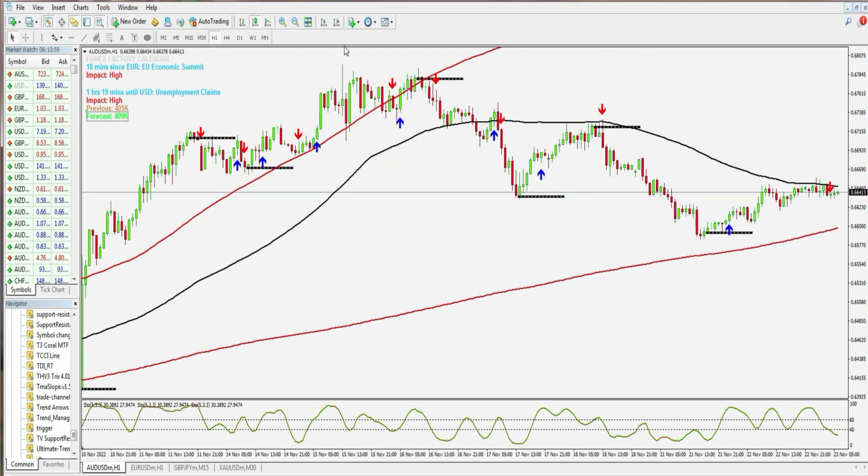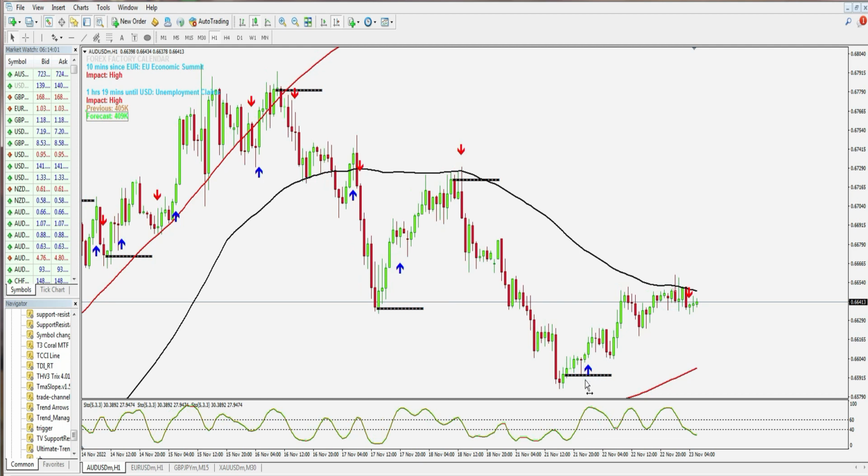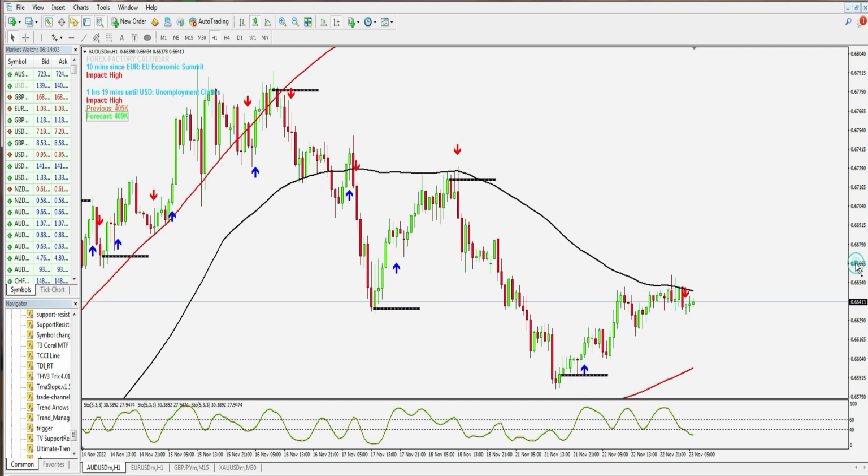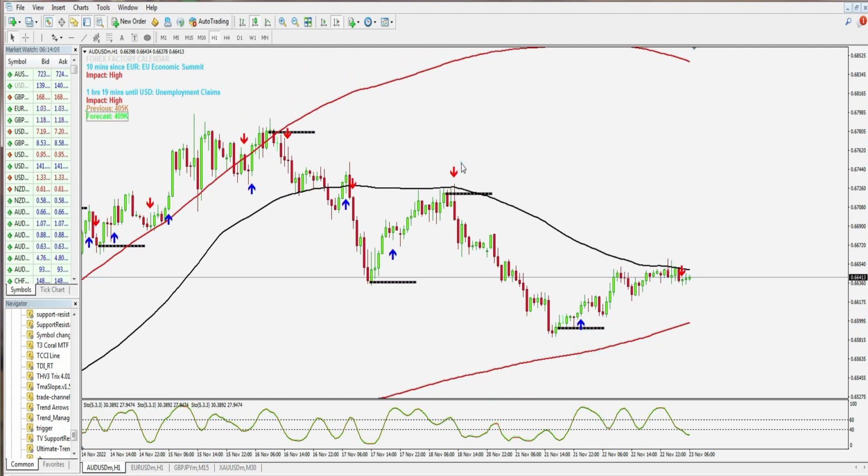5 EMA and 8 EMA trading strategy. This is a simple strategy that uses 5 EMA and 8 EMA indicators. It works best in trending markets, and worst in non-trending markets. Here's how this strategy works.